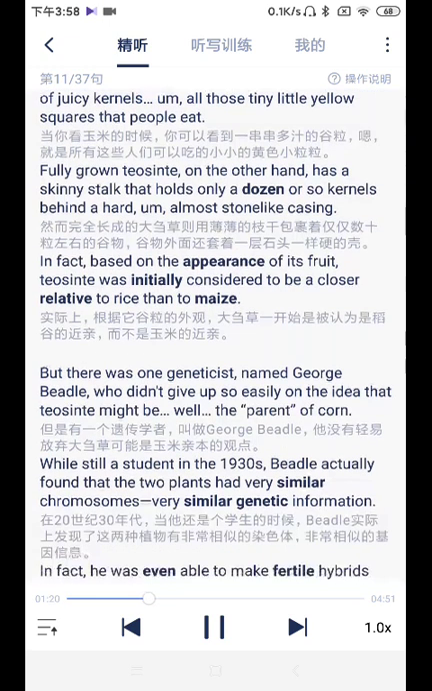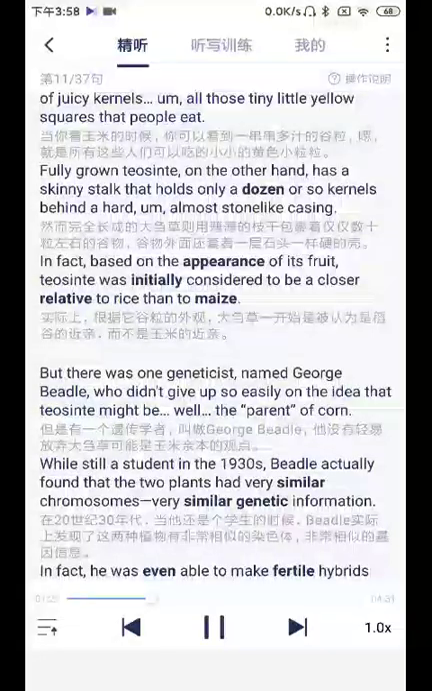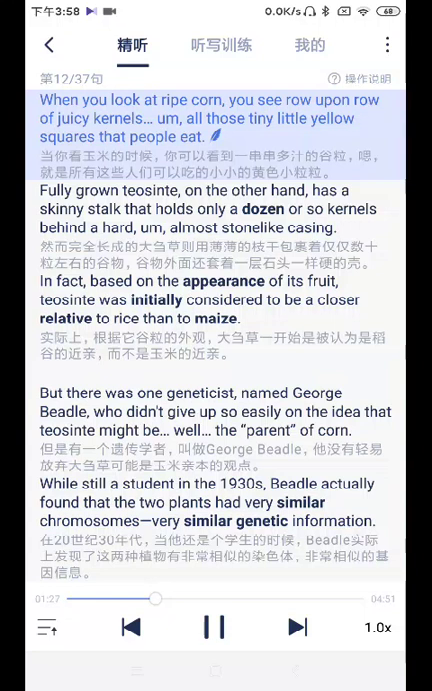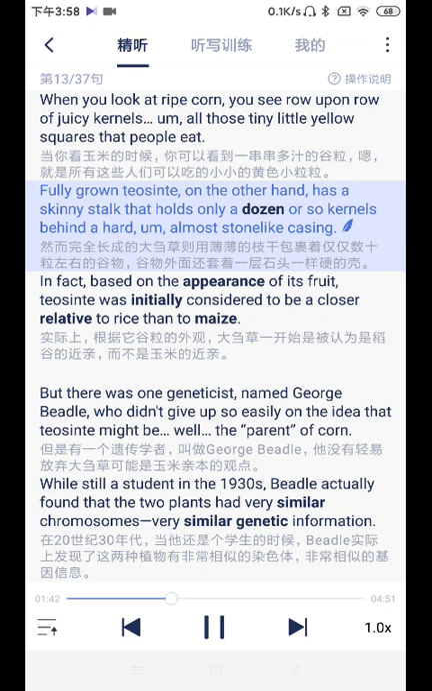But when the scientists examined the fruits of the two plants, it was a different story. When you look at ripe corn, you see row upon row of juicy kernels, all those tiny little yellow squares that people eat. Fully grown teosinte, on the other hand, has a skinny stalk that holds only a dozen or so kernels behind a hard, almost stone-like casing. In fact, based on the appearance of its fruit, teosinte was initially considered to be a closer relative to rice than to maize.